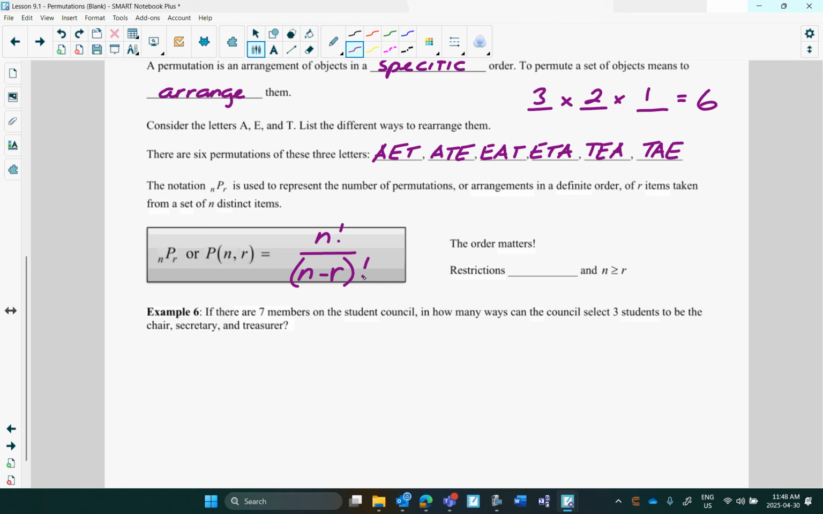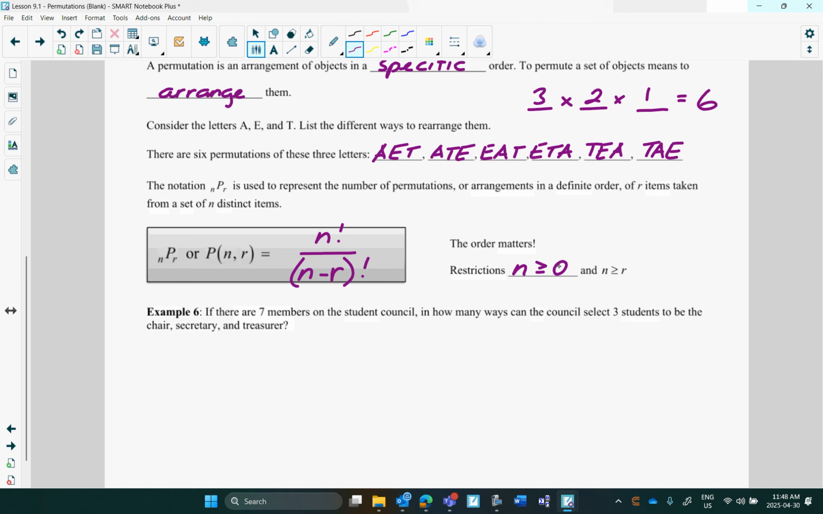Order matters in permutations. We'll see that when we talk about combinations a little bit down the road. Okay? N always has to be greater than or equal to 0. Always. We can't do negatives. You can't say how many ways can I arrange -5 from -7. Doesn't make any sense. -7 objects.